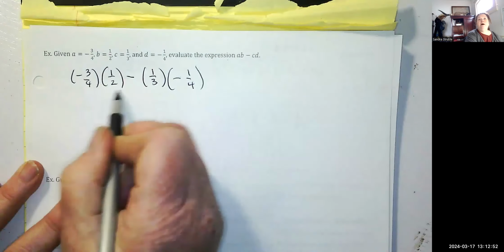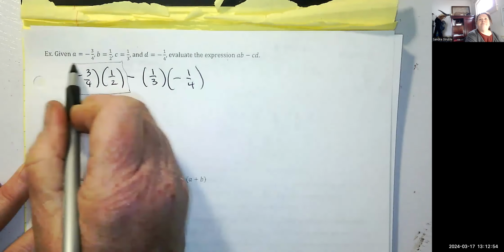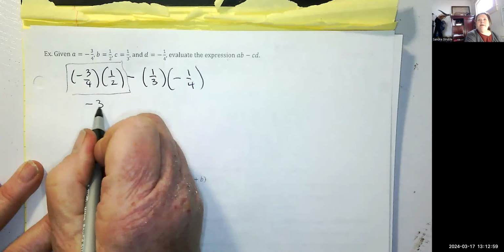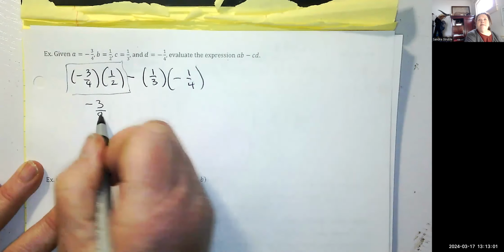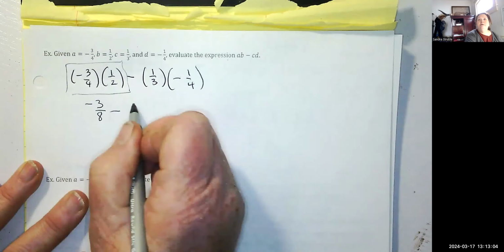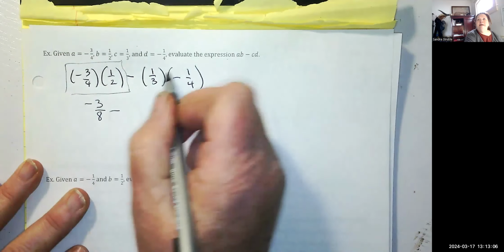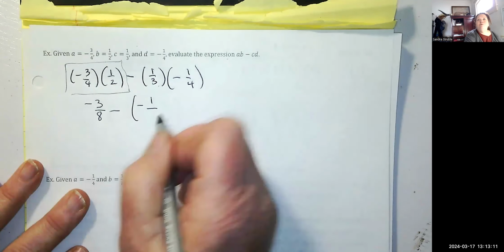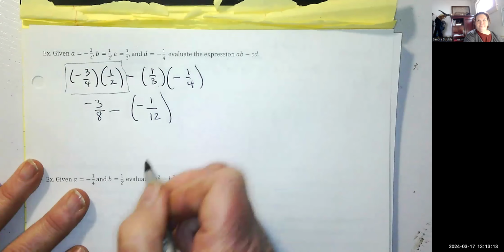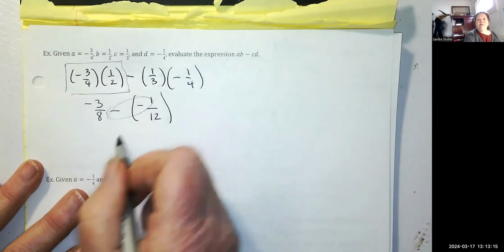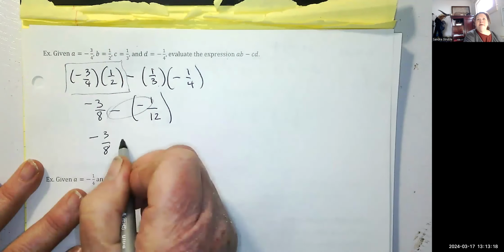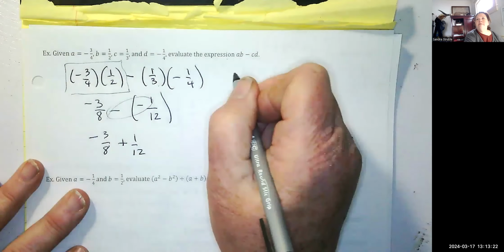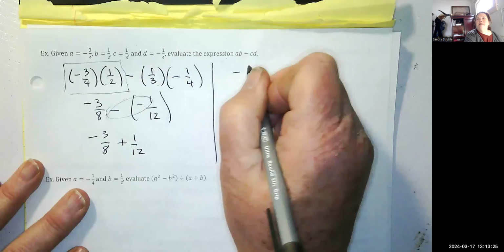So we need to multiply these two first. Remember, multiply straight across. -3 times 1 is -3. 4 times 2 is 8. Minus 1 times 1, well, it's negative. 1 times -1 is -1. 3 times 4 is 12. Let's just change these signs out and make them pretty. -3/8. Negative times a negative is a positive. 1/12. All right, now we're to the adding and subtracting.